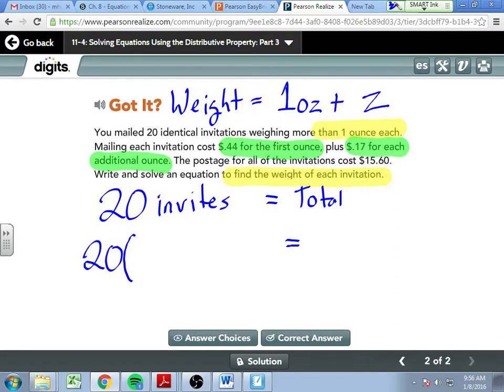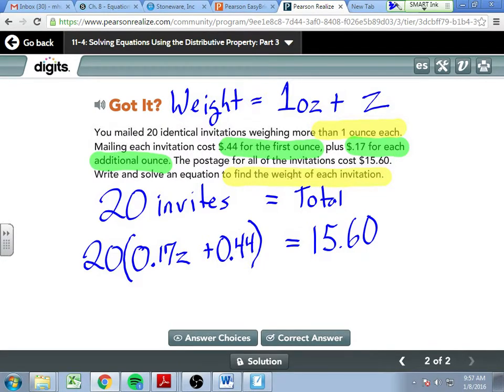So I know that this is going to equal 1560, but what should go in these parentheses to represent the cost of the invite? Peyton? 0.17 times your variable plus 0.44. Yeah, now, we can write this either way around. I like the order that you put it in because your variable term was first. So Peyton said, I know I'm going to have 0.17, the 17 cents for the additional ounces. But not only do I have additional ounces, I have the original ounce, which cost 0.44.